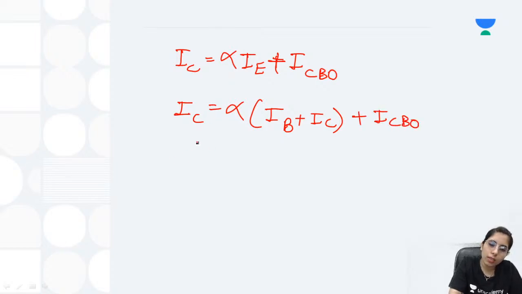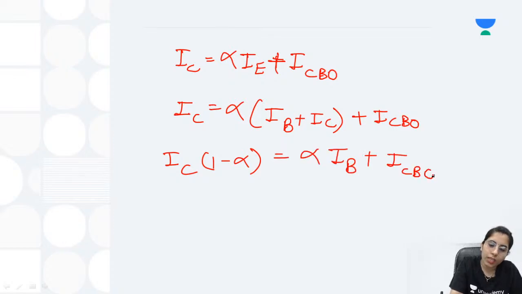Now just take the IC term to the other side. That will give you IC times 1 minus alpha, which is equal to alpha IB plus ICBO. In case you still have any doubt, just mention it.